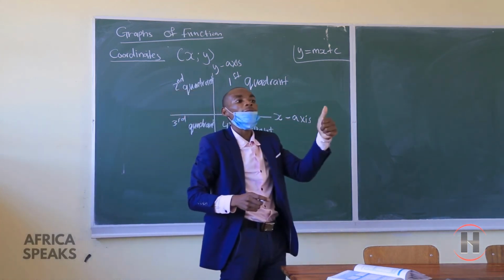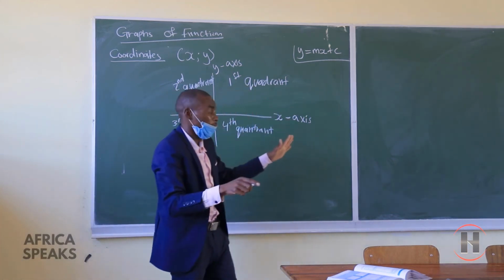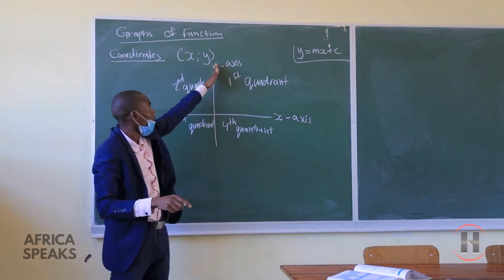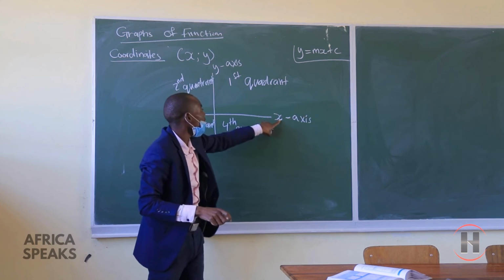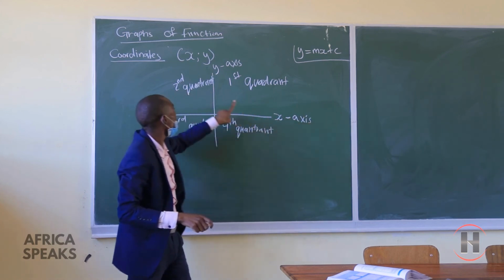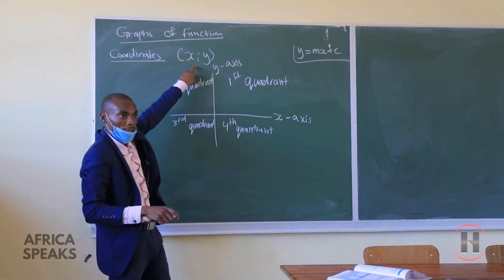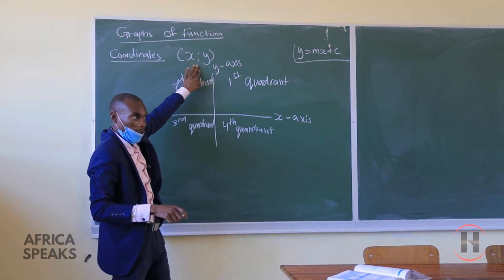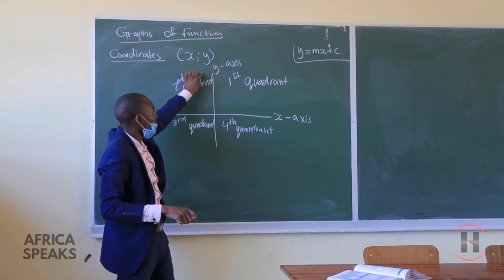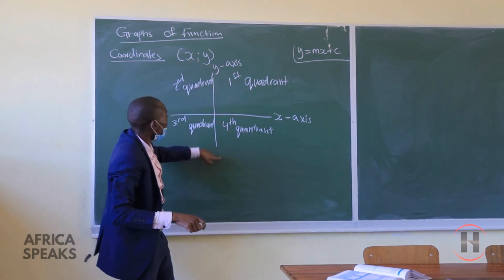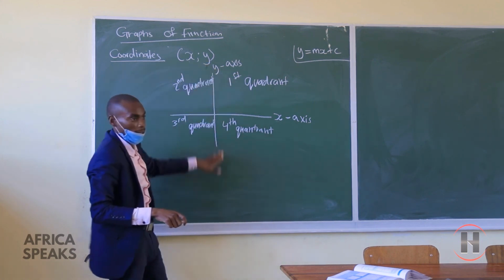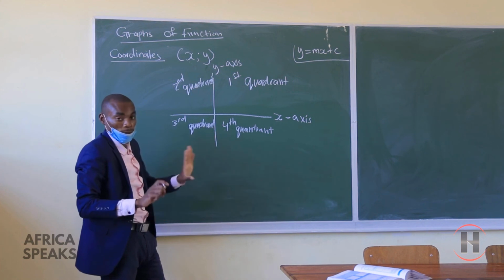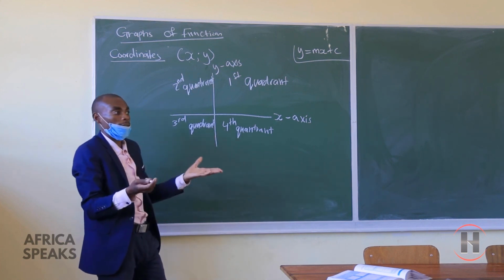Remember that whenever you are drawing or constructing a graph, ensure that it has the y-axis and the x-axis. Now on the x-axis are values or points of the x coordinates. Are we together? Or the x points. So on the y-axis, they are basically what? The y points. Are we together? Are we together, class? I want you to know these basic things.